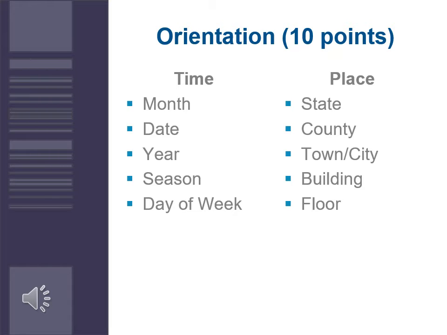Place is assessed by asking what town, county, and state are we in, followed by what is the name of this place or building, and what floor of the building are we on. Inquiry for specifics is allowed, and 1 point is awarded for each of the 5 items.